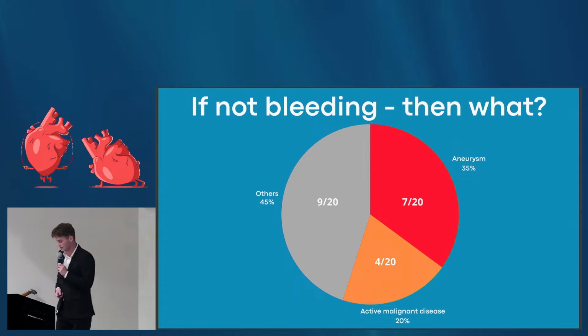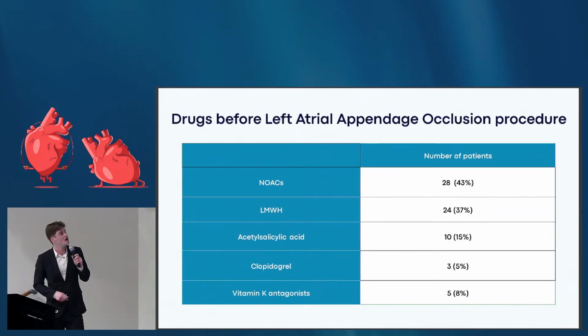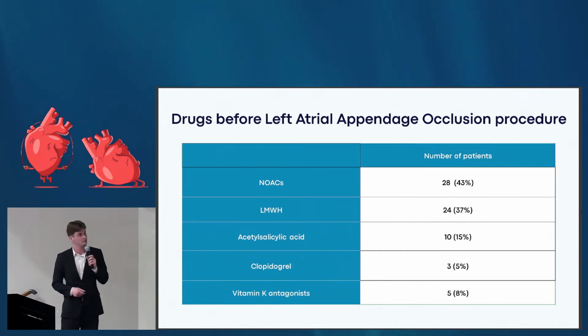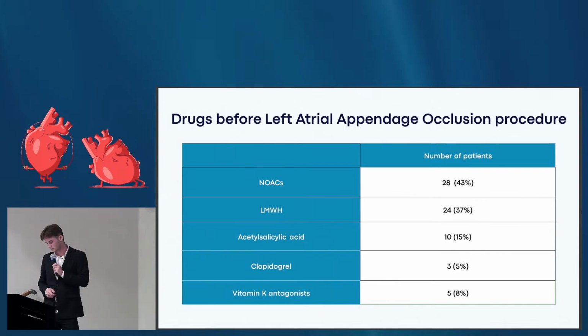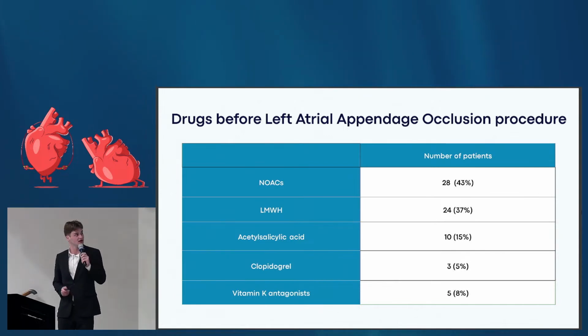If not bleeding, then what? 7 out of 20 patients were diagnosed with aneurysm. Basically, most of them had the aneurysm in the central nervous system. 4 had active hematological malignant disease, and the others included patients with very high risk of incidents, and that may be the cause of the bleeding. It was elderly patients, so the specialist decided that they should undergo the procedure. Drugs that mostly caused the bleeding were NOACs and low molecular weight heparin. The less common ones were acetylsalicylic acid, clopidogrel, and vitamin K antagonists.